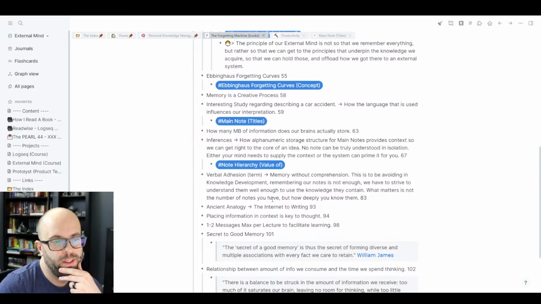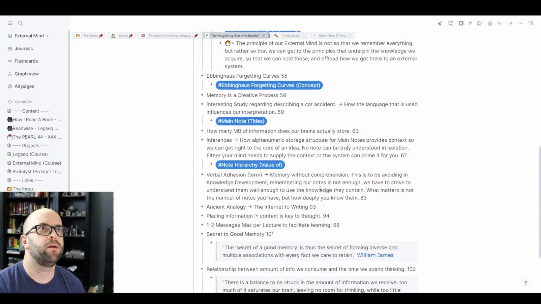Verbal adhesion is a term, so it's essentially memory without comprehension. I think they were talking about different memory techniques, like the method of loci, where you think of your house and you put different objects in different locations. There were even some people who had really good memories. They could remember tens of thousands of words, but they couldn't understand what they meant, so they were storing information rather than comprehending it.